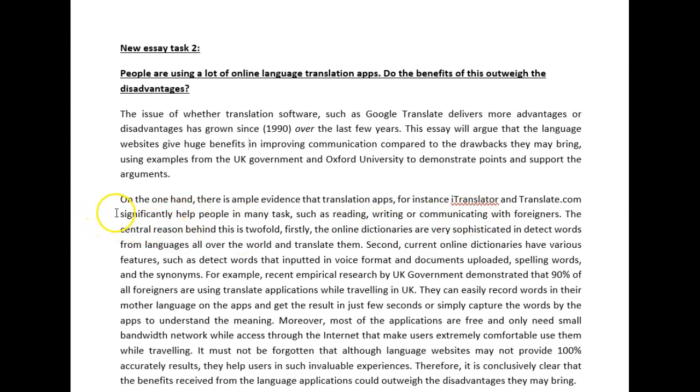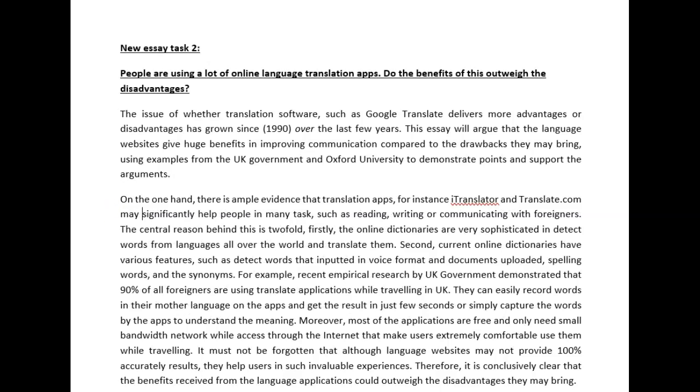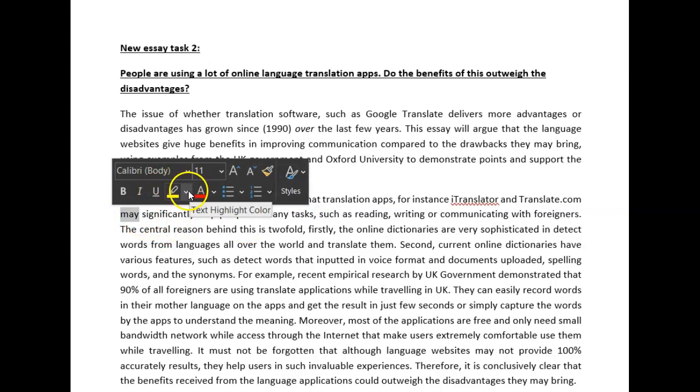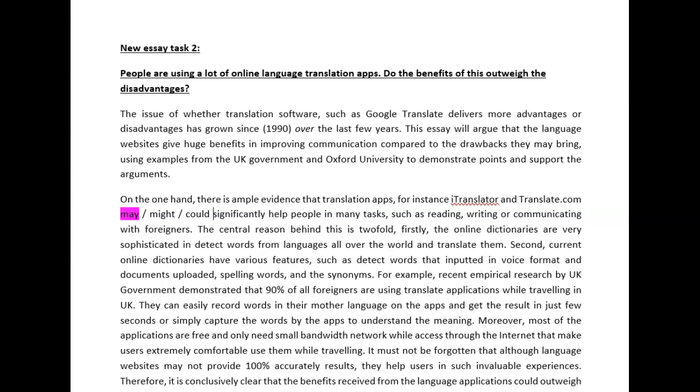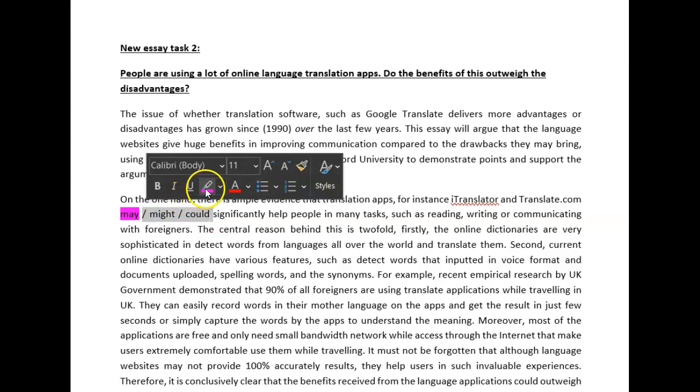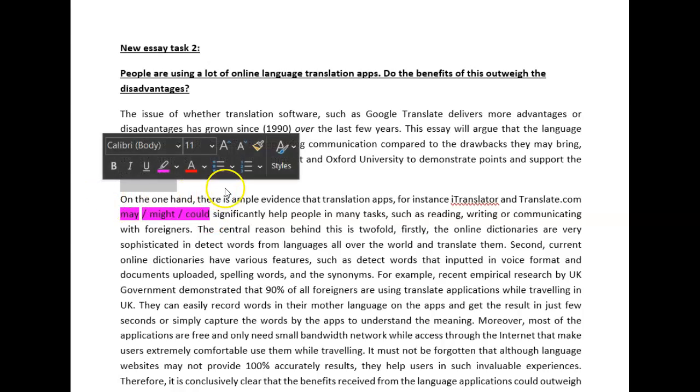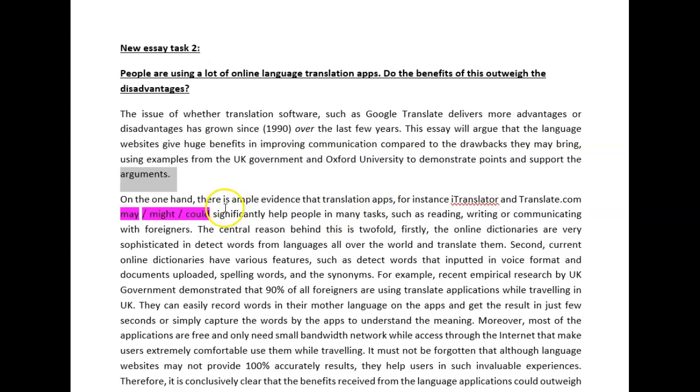Now, I'm going to put in may, significantly help people in many tasks. I'm putting in may because I think I might have said this before. These, I'm going to put it in pink here, these modal verbs may, might, and could are really, really important in IELTS style academic writing. That is because your skill is to hedge. You can't make big statements. They help people. Boom. You have to say they might help people. They could help people. This style is better. And also it shows nice grammar.